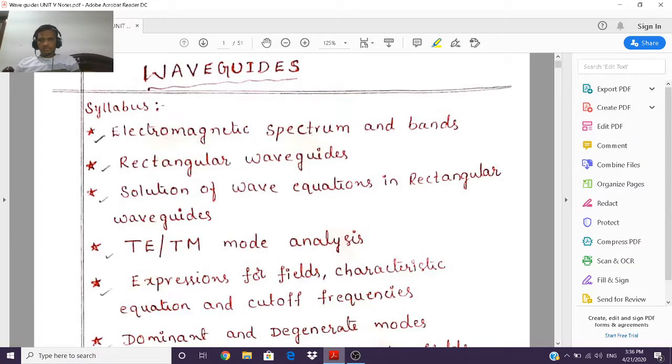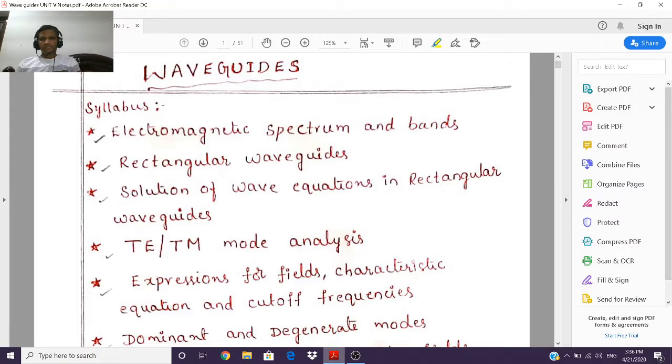Dear students, this is my second lecture on waveguides. In the last lecture, that is lecture 1, we have seen what a waveguide is, and the differences and similarities between waveguides, which are high frequency transmission lines, and low frequency transmission lines like two conductor transmission lines and coaxial cables.